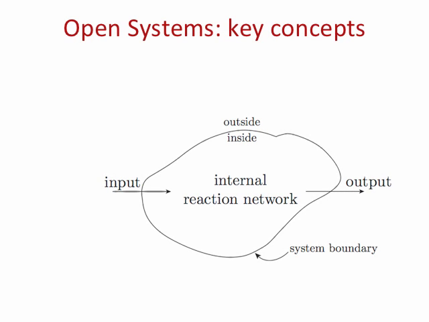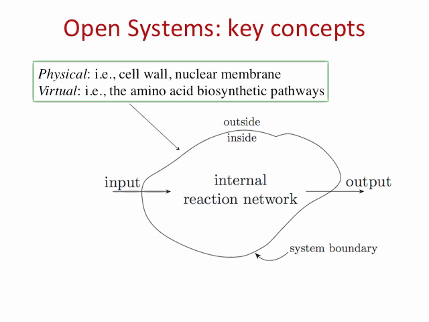Here is a diagram of a system where I have drawn a system's boundary. So there is an inside and there is an outside. On the inside, there is an internal reaction network at work, and across the boundary flow the inputs and the outputs leave. The system's boundary can be physical, such as a cell wall, the membrane of the nucleus, the membrane of the mitochondria, and so forth.